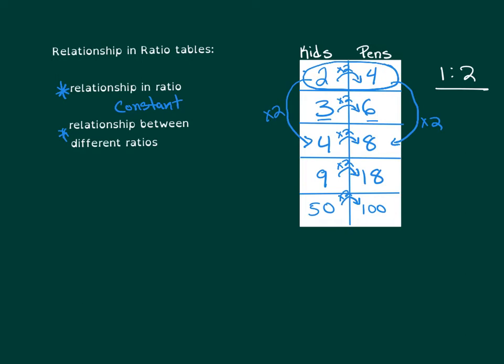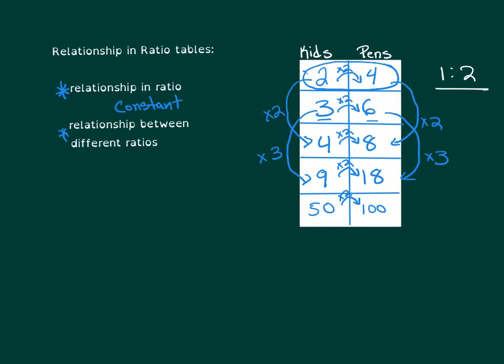Let's look at 3 to 6. If I tripled it, I would get 9. So 3 times 3 is going to give you 9. And the same thing would happen here. 6 times 3 is 18. So it's like a mirrored relationship. Whatever happens to the kid side has to happen to the pen side. And this becomes really useful when you're trying to find more equivalent ratios.